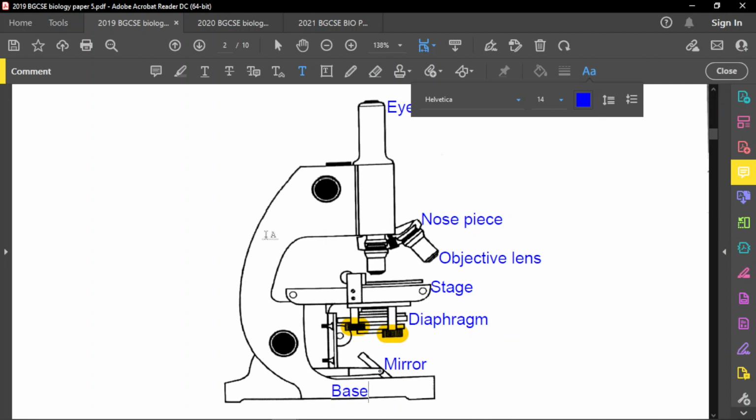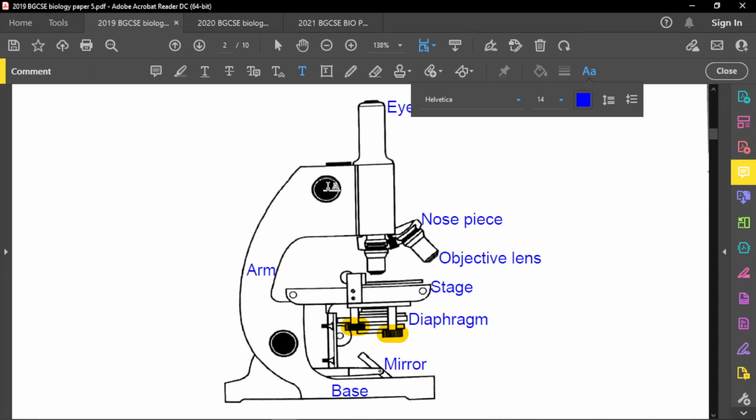And then this portion is called the arm. I think I could put it right in it. So this is called the arm. The arm is like a handle, the handle that you're going to use to carry it. Let me see what else I could label.